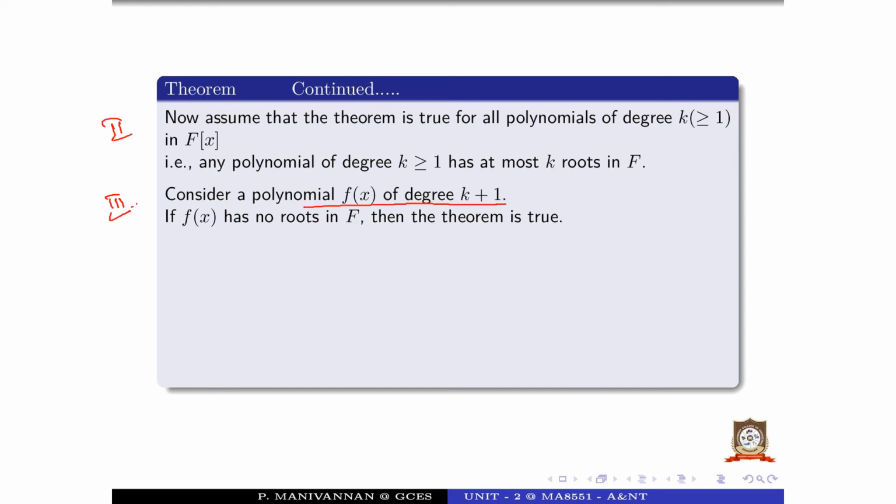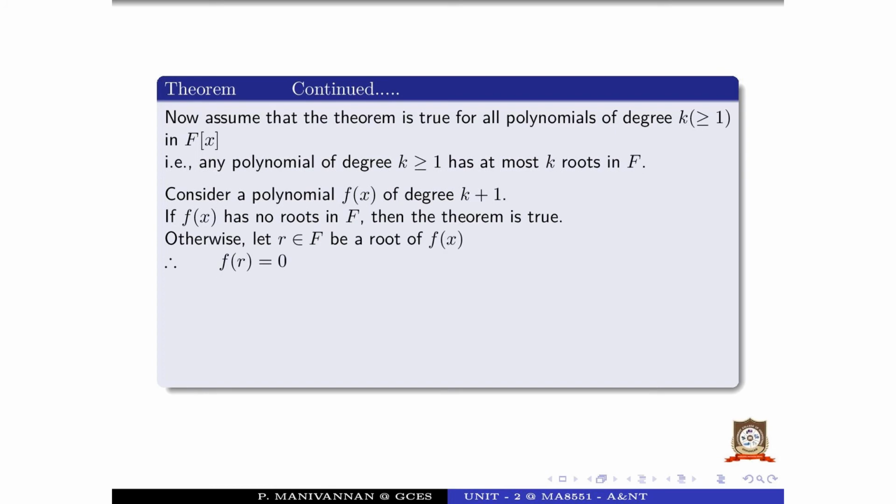Consider a polynomial of degree k plus 1. If f of x has no roots in F, then the above theorem is true. Why? The claim is at most k plus 1 roots, and here it has no roots, so it is clear. The above theorem is true.